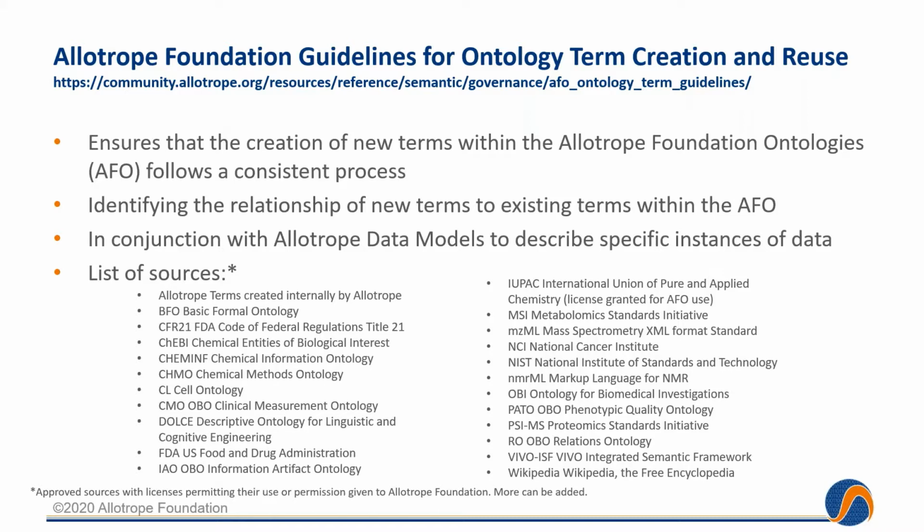These guidelines ensure that the creation of new terms within the Allotrope Foundation ontologies follows a consistent process. They identify the relationship of a new term to existing terms, so terms do not overlap within the ontology, in conjunction with the ADM development to describe specific instances of data. Here is a list of the sources. This list is not limited. We can add additional sources, and this list means that we have licenses permitting the use of those sources.